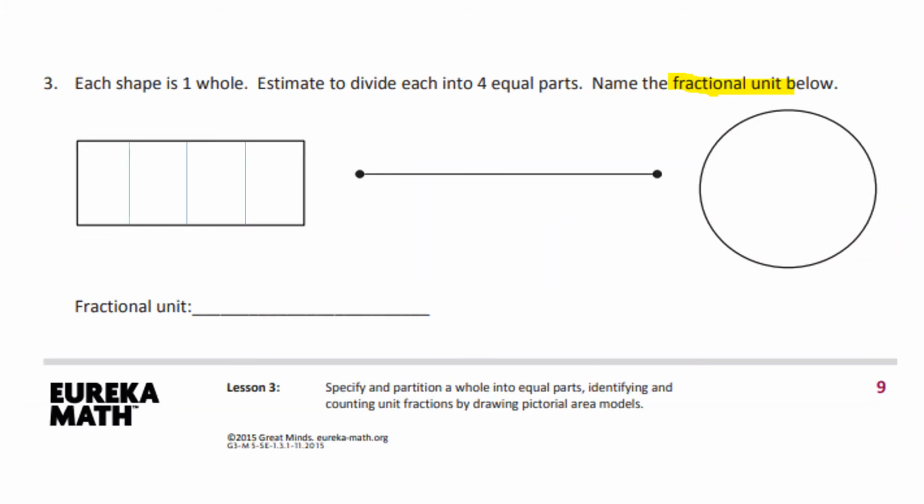It says each shape is one whole. Estimate to divide each into 4 equal parts. Name the fractional unit below. So what I want you to do, as I just did on the first one for you, is draw in the lines to make them as equal as possible. I know it's a little bit trickier when you're on a computer moving the line to draw it. And don't forget to write the fractional unit for all of them. It will be the same.